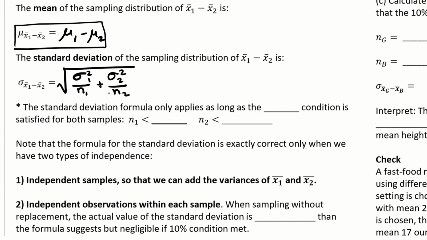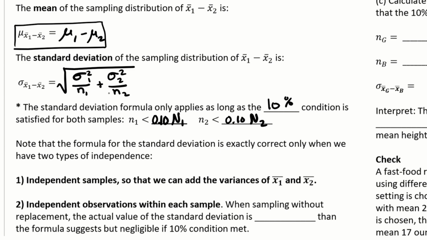All right, so there you go. Now remember, this formula only applies as long as the 10% condition is satisfied. And in this case, since you have 2 populations, that means both sample sizes that you take from each of those populations has to be less than 10% of their respective populations. So n1 has to be less than 10% of big N1, and n2 has to be less than 10% of big N2, the population size of population number 2.